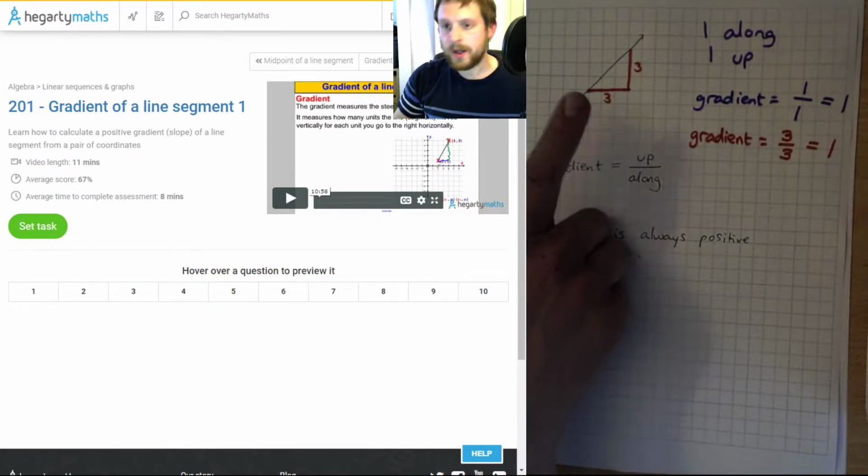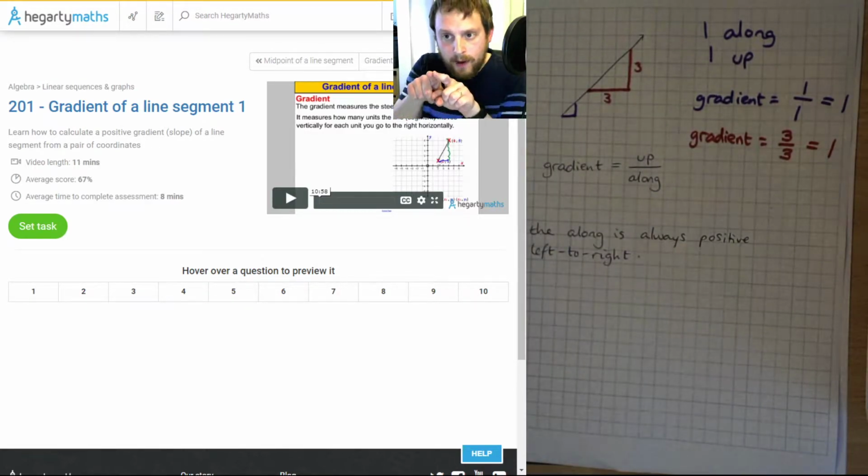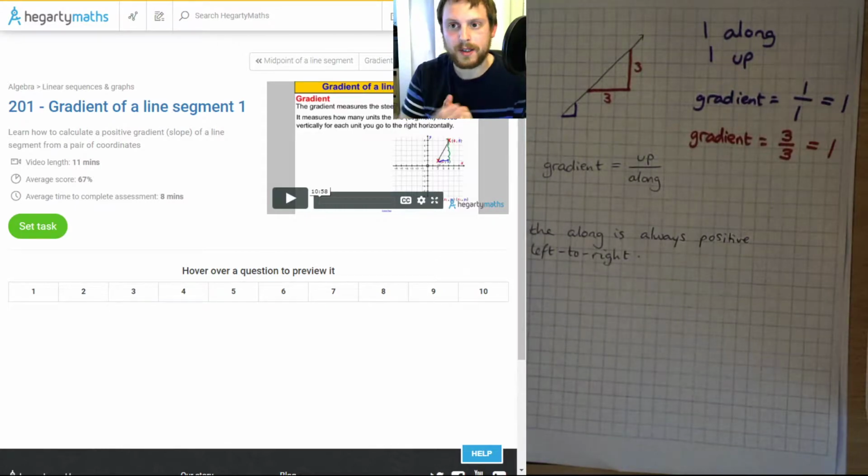Now, all these triangles are for is to say how far along horizontally, left to right, how far up vertically to get back onto that straight line. And then those two numbers, you do a division, and that gives you the gradient, which tells you how steep it is. So let me do another example. I'll do a steeper line this time.